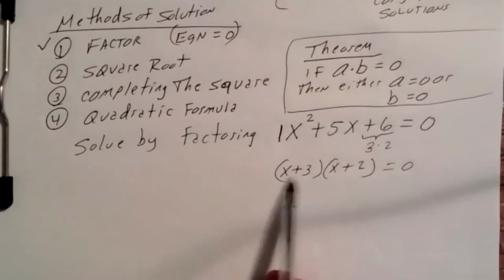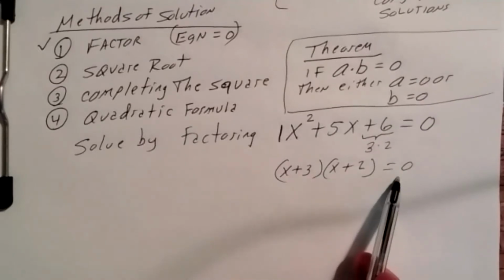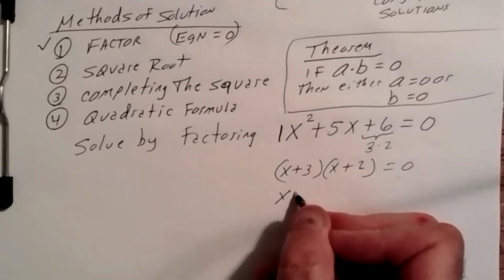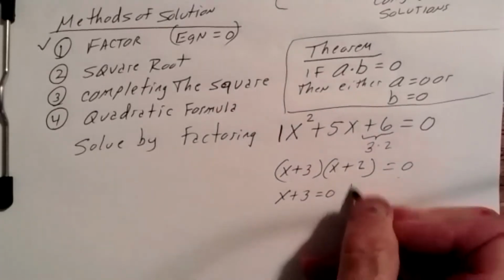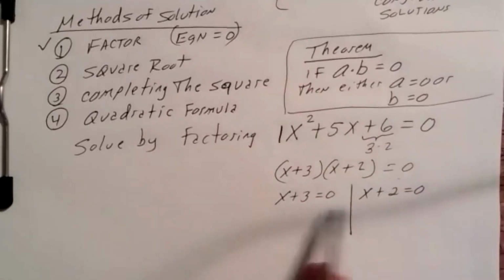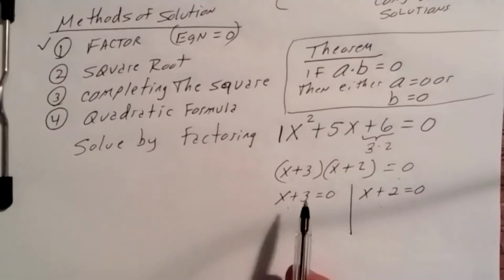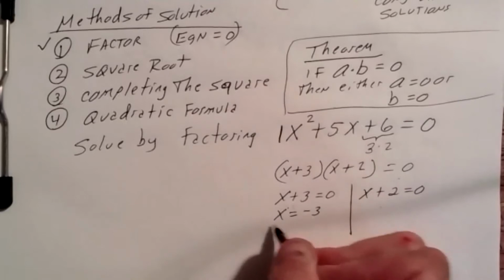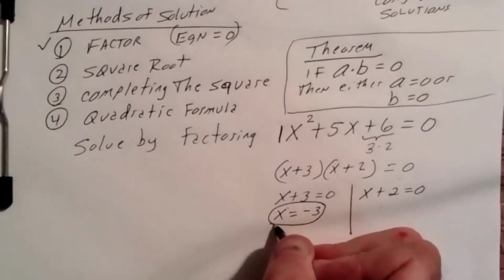So look, we've got the product of 2 factors equal to 0. According to this theorem, I should be able to set these factors equal to 0. So we set x plus 3 equal to 0, and we set x plus 2 equal to 0. Now we have 2 simple first degree equations to solve. Subtracting 3 from both sides, we get x is equal to -3. There's one solution of your quadratic equation.